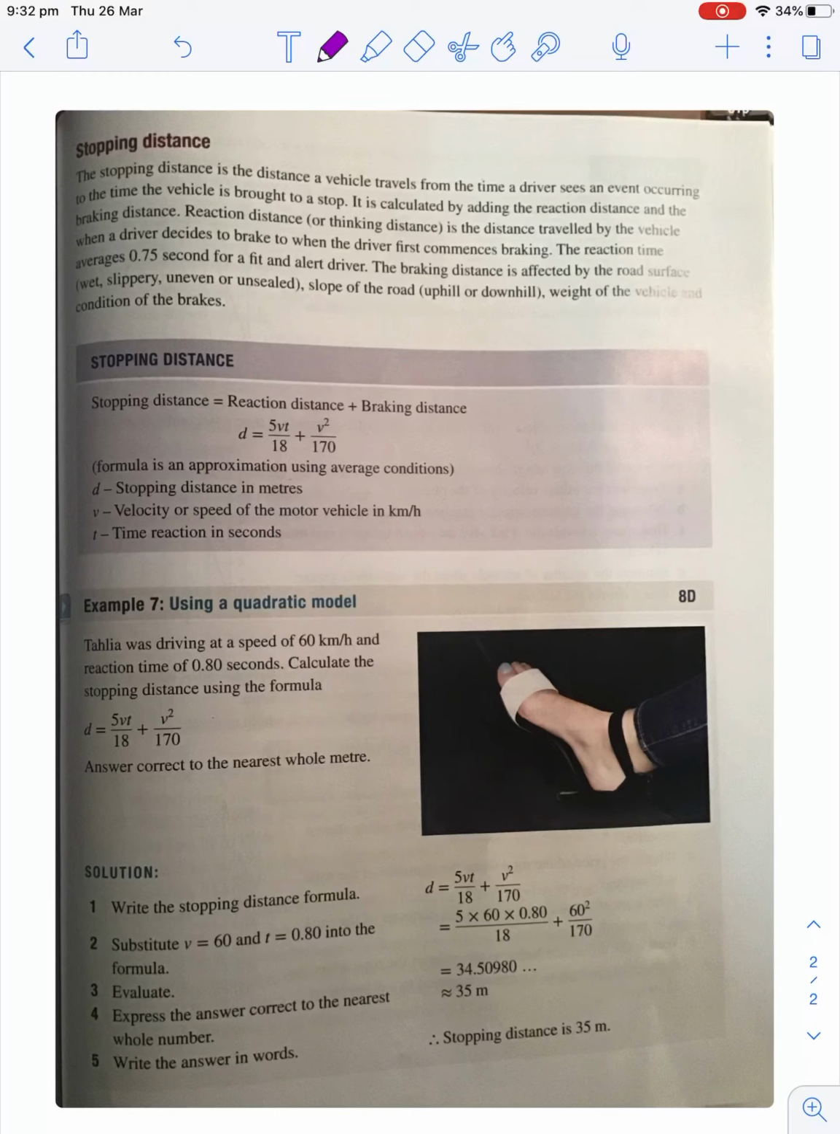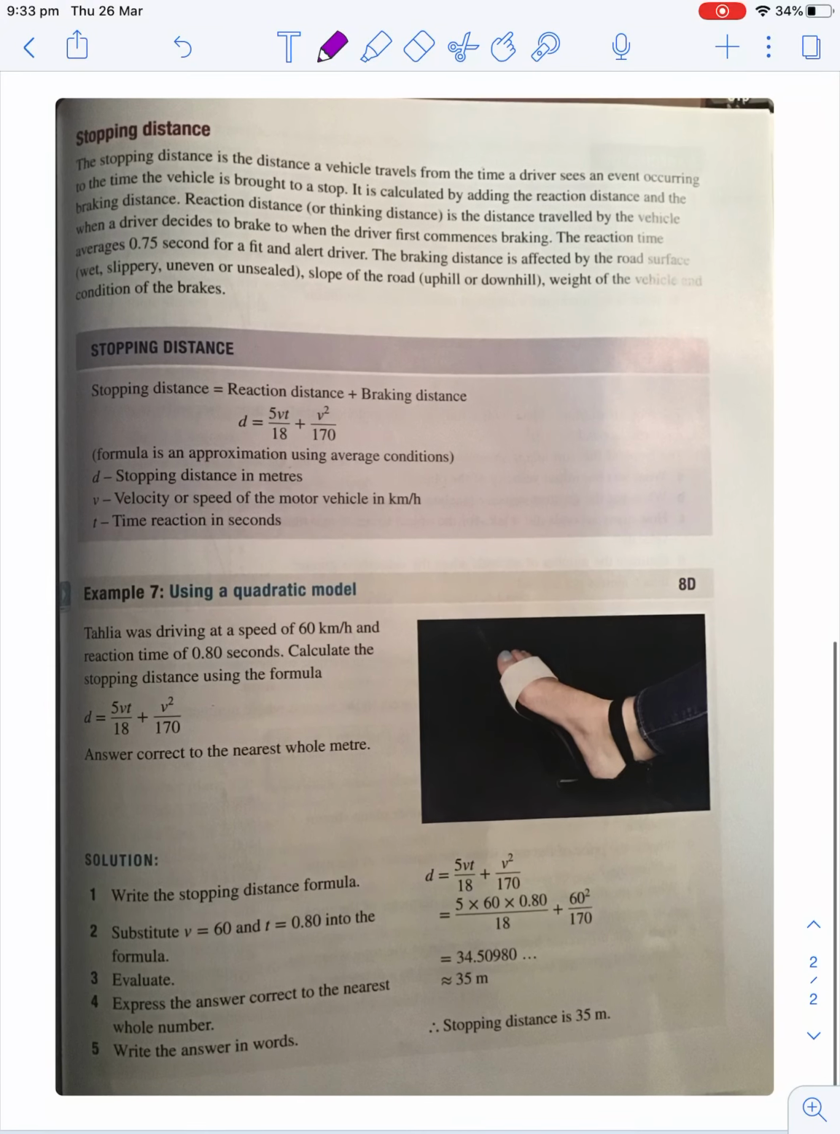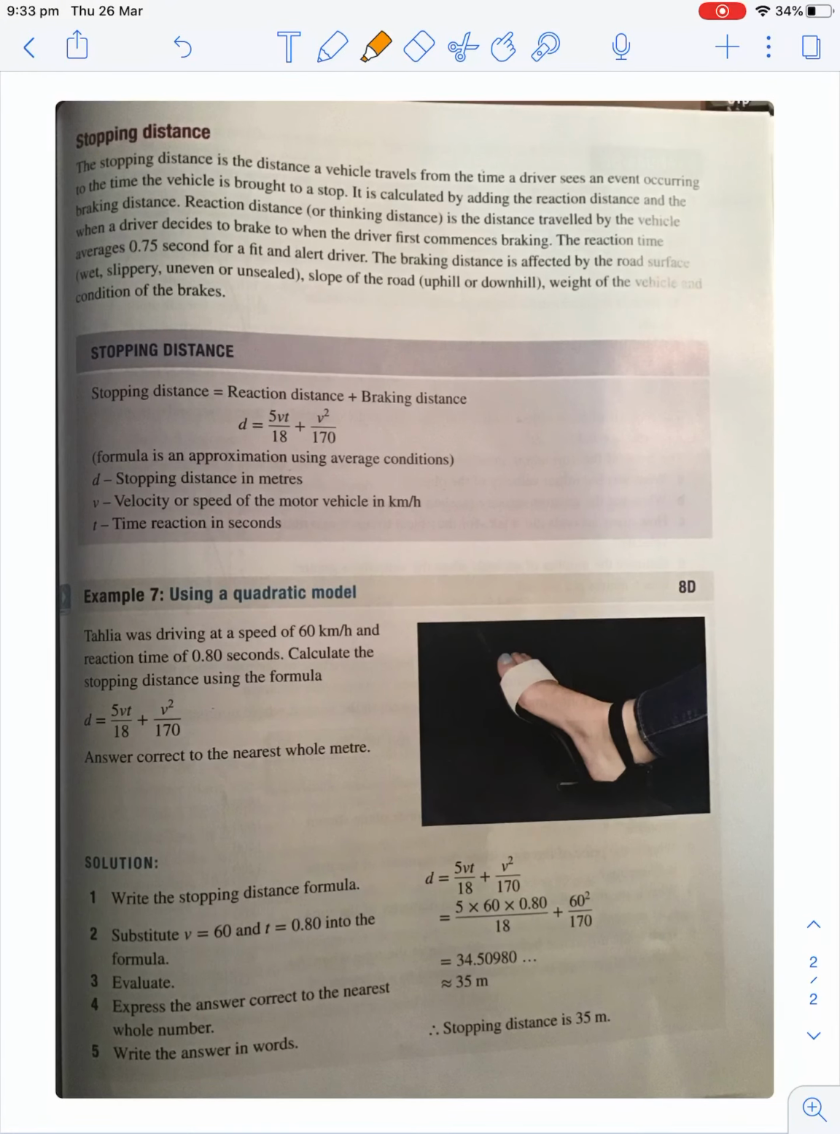Now, the reason this is an example of a non-linear relationship, a quadratic, is because the highest power of this variable v is 2. So we've got v squared. Instead of x squared, it's now v squared. Okay, so the way to deal with this equation is to find the different variables, v and t really, and then put them into this formula.